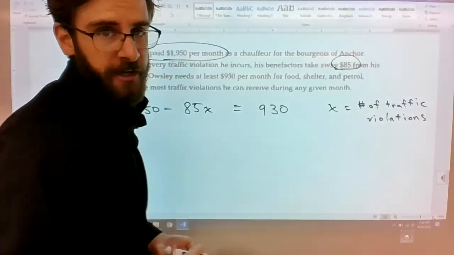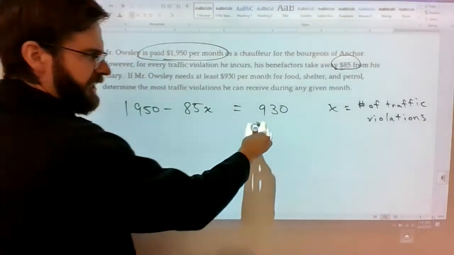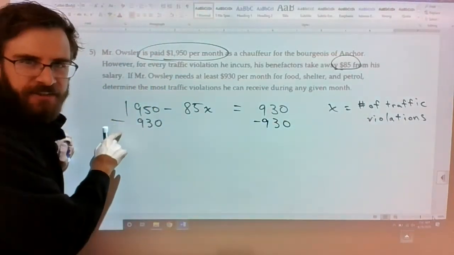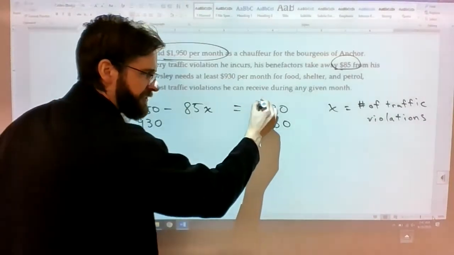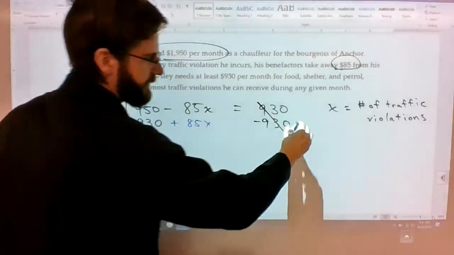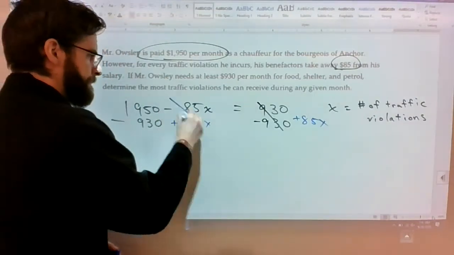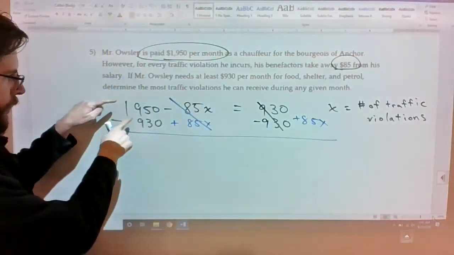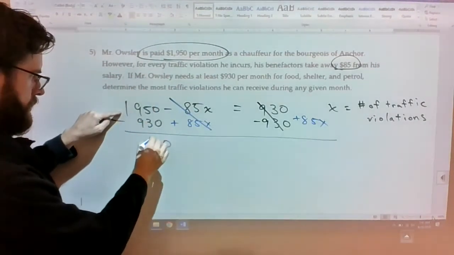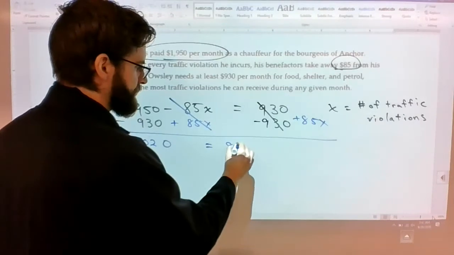I need $930. So I can subtract, you know what? I can actually, if it's subtraction, I can take away the 930 here. Because it seems like this is better stacked than if I put the 1950 over there. So this is 0 now. And then I'm going to move the 85x to the other side. Okay? That's kind of a different way of solving an equation. So you've got 1,950 minus 930. That's just going to be 1,020 is equal to 85x.